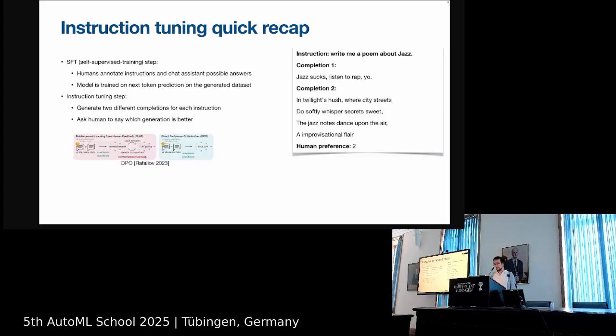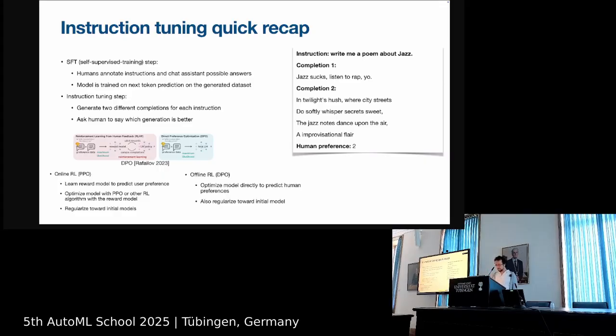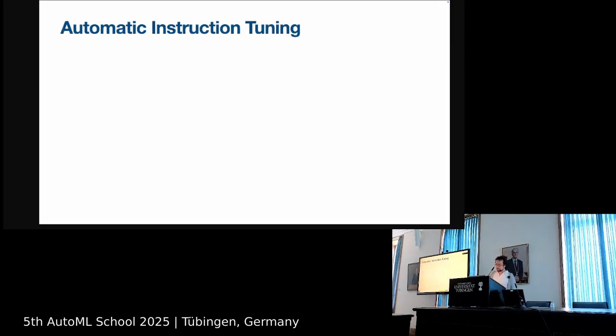And you can optimize in different ways. So you can do online RL or offline RL. But from the AutoML perspective, it's just a Boolean: do you use online or not? It's a discrete choice. Right. And of course, there are other approaches.